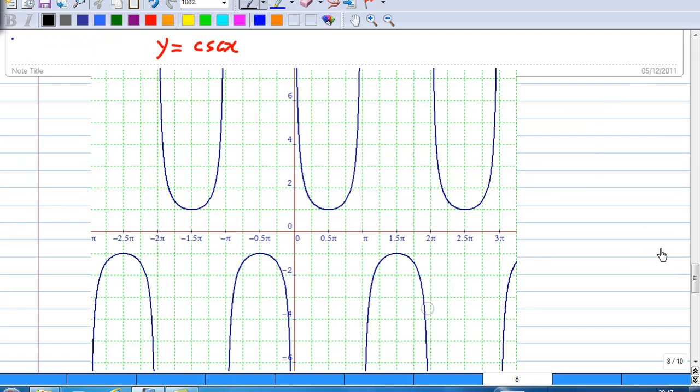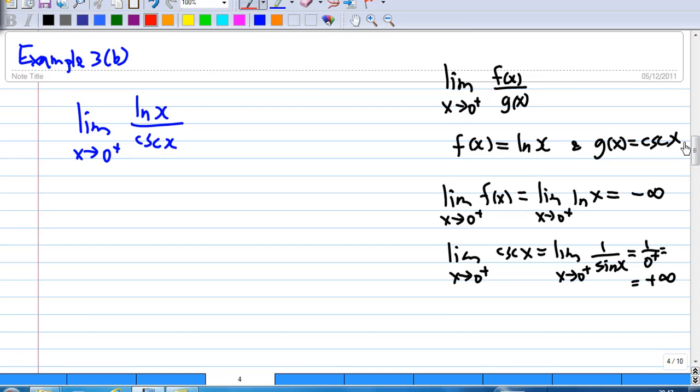This is the graph of y equals cosecant x. You can see that when x approaches 0 from the right, y approaches plus infinity. This is why the limit of cosecant x as x goes to 0 plus is equal to plus infinity. This gives an indeterminate form of minus infinity over plus infinity. And what is this equal to? We cannot cancel infinity and say the answer is minus 1.